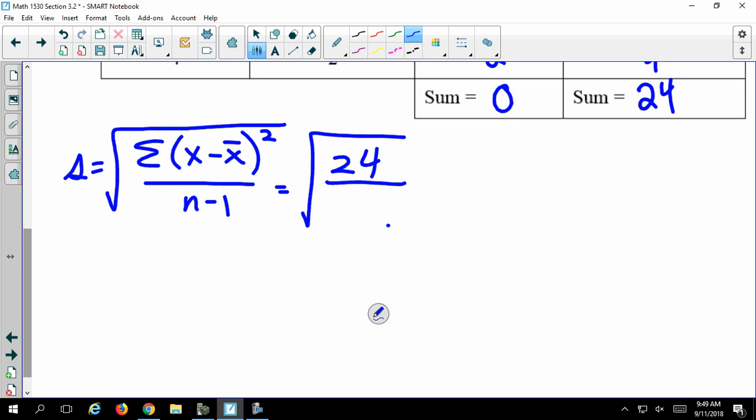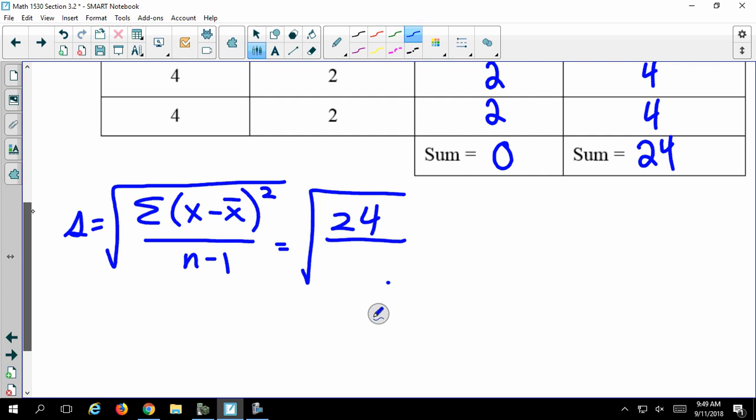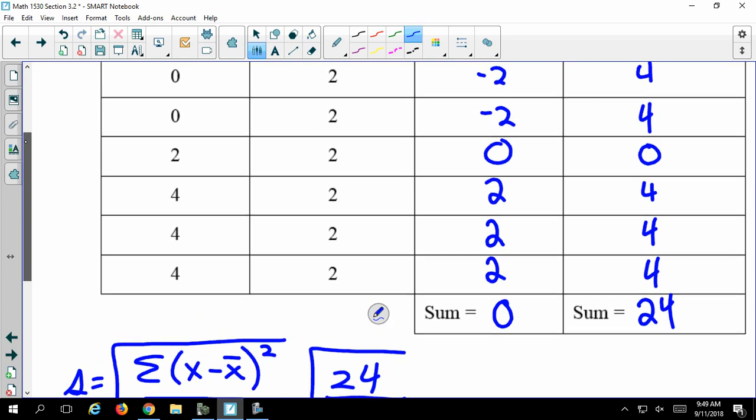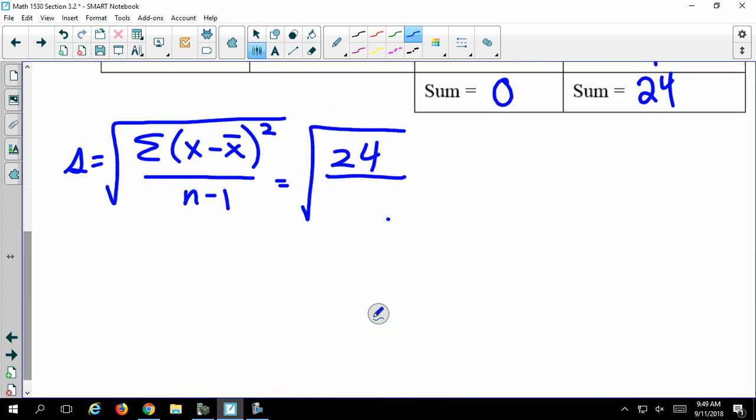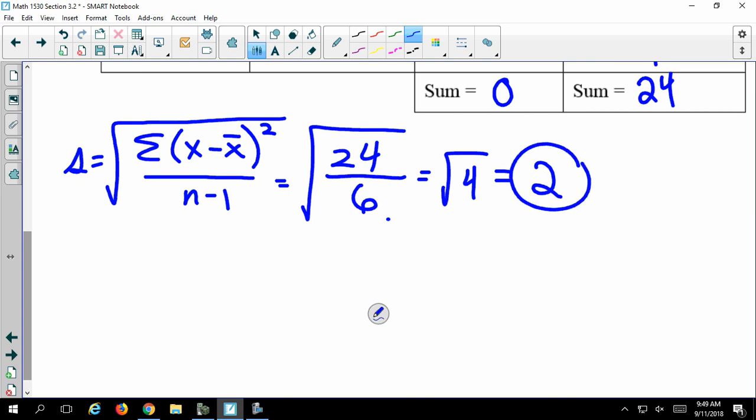And then we have n minus 1. Let's first ask, what is n minus 1? N is how many data values you have. So how many do we have? 1, 2, 3, 4, 5, 6, 7. So 7 minus 1 is 6. So it's 24 divided by 6, which is what? 4. The square root of 4 is 2. So that's the standard deviation. It's 2.